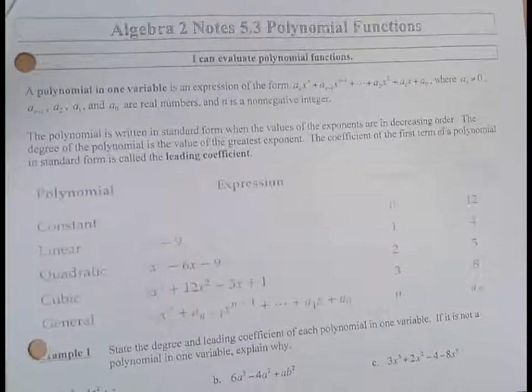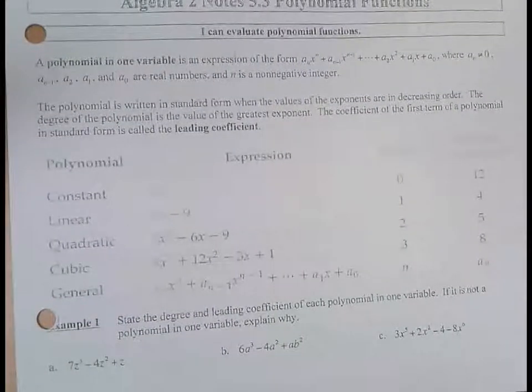So 5.3 is on polynomial functions. And this first part is being able to identify what a polynomial function is. We're coming back to the idea or definition of the degree of a polynomial. We're also introducing the leading coefficient. And then finding polynomial function values, which is something you've already done. This is just specifically for polynomials.